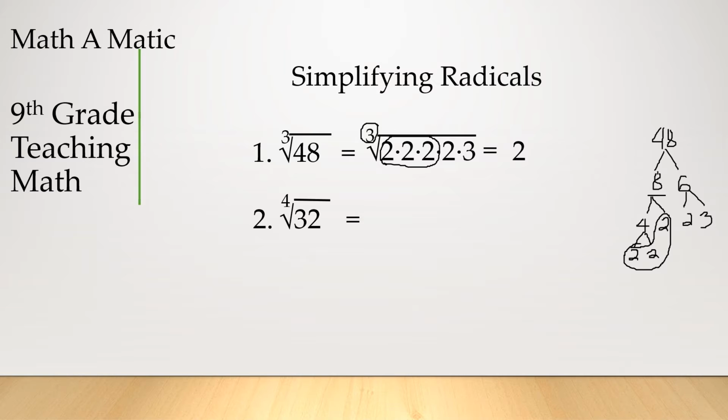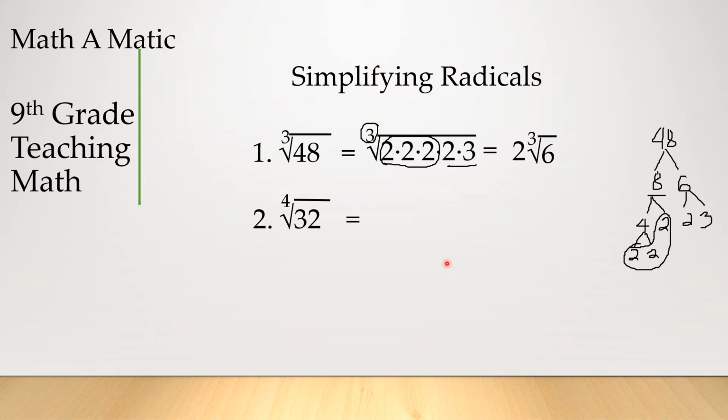Now, we have remaining numbers here, 2 and 3. We're just going to multiply those because they are not a perfect cube and they should remain inside the radical sign. So 2 times 3 is 6. So the final answer, the simplest form of the cube root of 48, is equal to 2 times the cube root of 6.